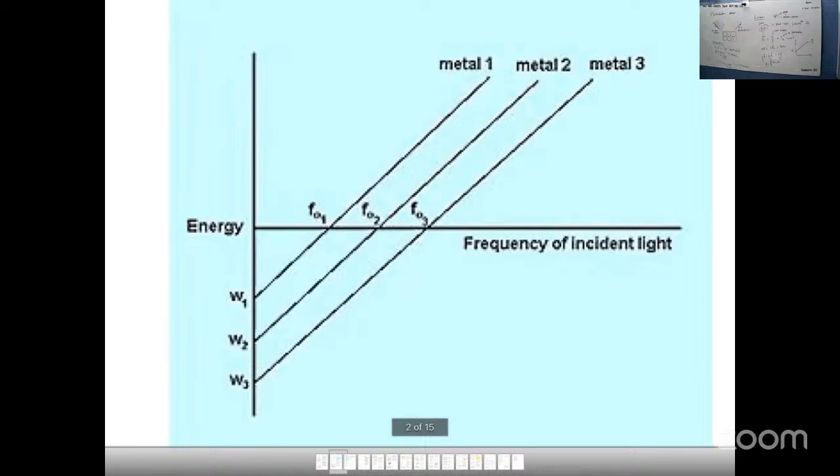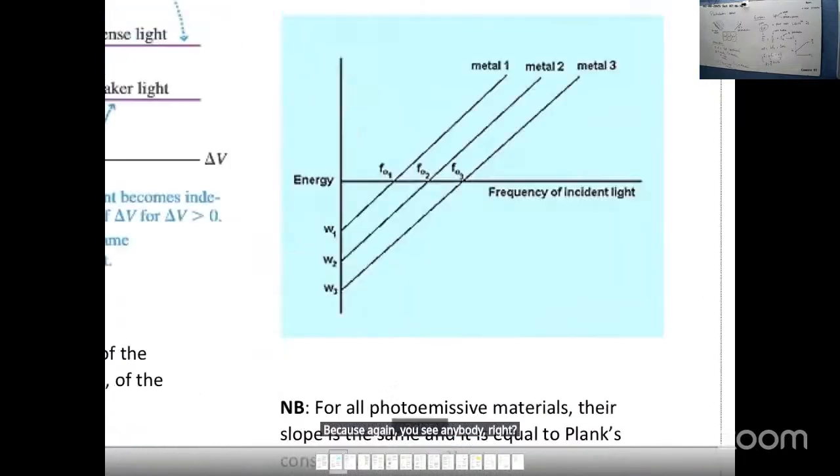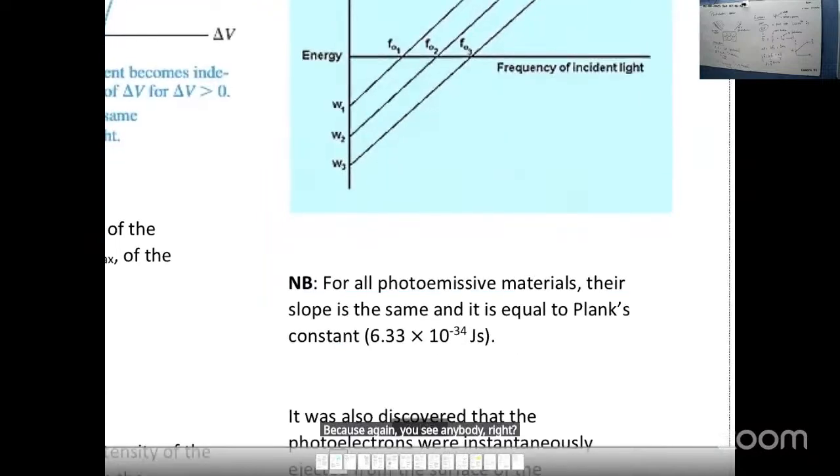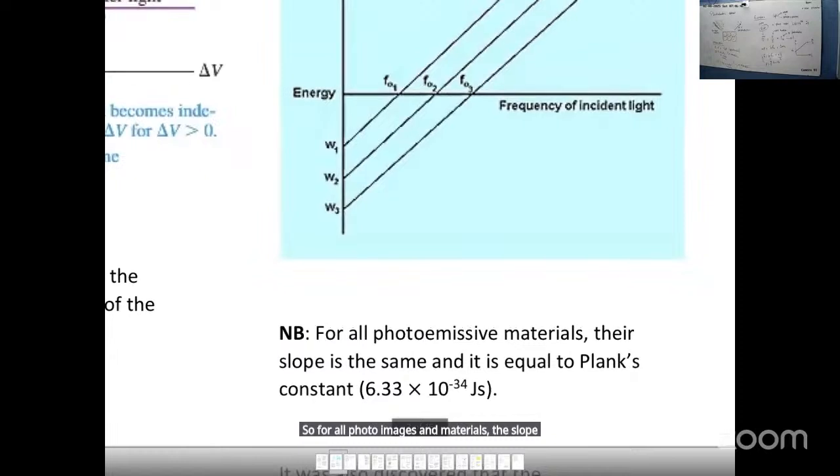What does the gradient give you? Energy over frequency is what? The Planck constant. And you see why all the gradients are the same? Because they have the same value. So for all photoemitting materials, their slope is the same, equal to the Planck constant.